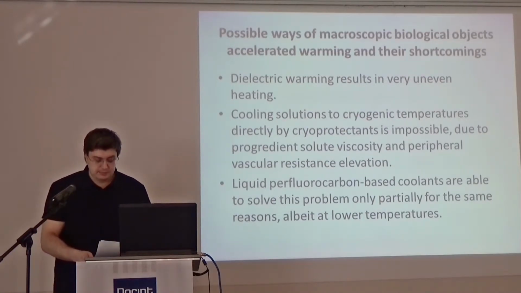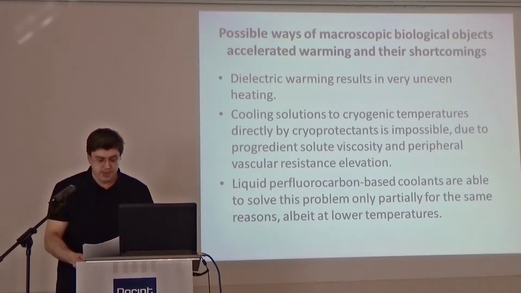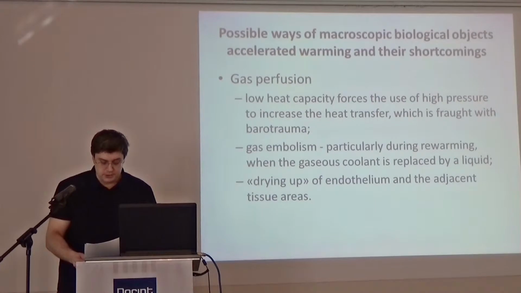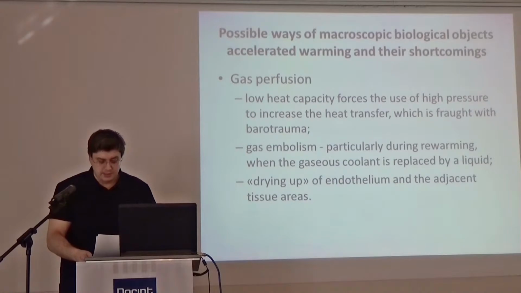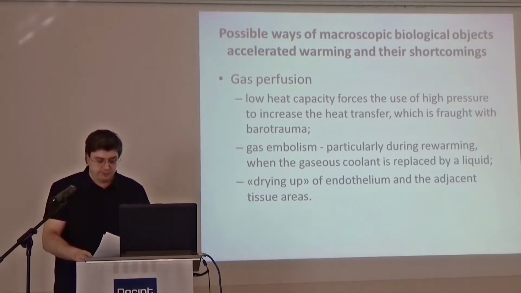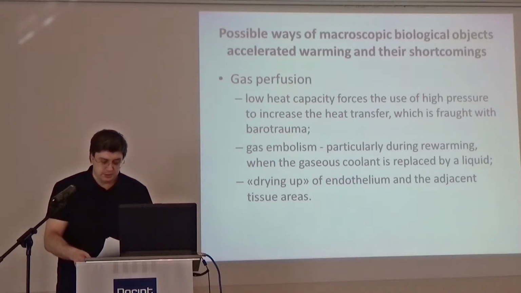Gaseous coolants, despite their negligible heat capacity, have 2 to 3 orders of magnitude lower viscosity and freely pass through the vascular bed even at cryogenic temperatures. The most popular in this area is helium, due to its low condensing temperature and the highest diffusion mobility. Of course, gas perfusion has its own shortcomings. Low heat capacity forces the use of high pressure to increase the heat transfer, which is fraught with barotrauma, gas embolism, particularly during rewarming when the gaseous coolant is replaced by a liquid, and drying up of endothelium and the adjacent tissue areas.